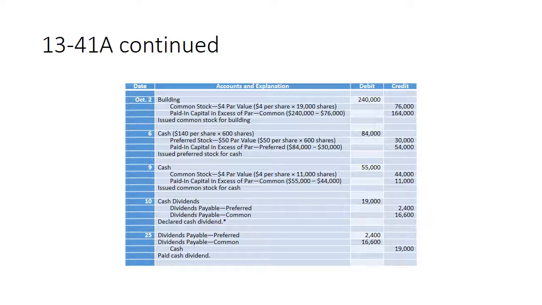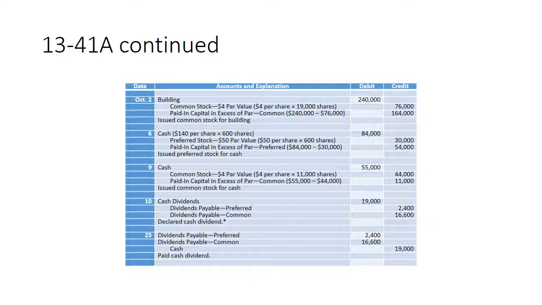$2,400. So we credit a liability account on the date of declaration called dividends payable preferred, $2,400. The remaining amount of that dividend is then promised to the common stockholders because remember, they get the leftovers. So on the date of declaration, we debit the cash dividends, determine the amount of dividends that will go to the preferred shareholders and the amount that will go to the common shareholders, and credit dividends payable for those amounts separately.